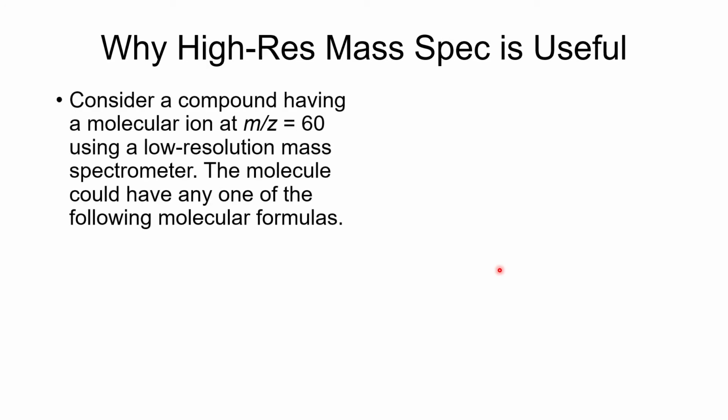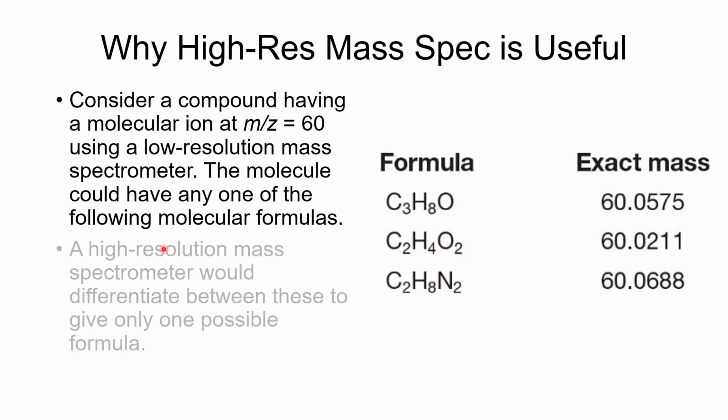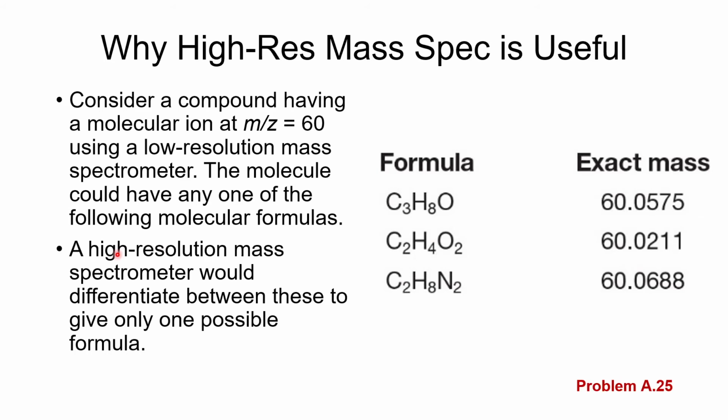Think about this. Let's say we have a compound that has a molecular ion in a low-res mass spectrometer of 60. There are several compounds that have a mass of about 60. All of these would show up at 60 on a low-res mass spectrometer. However, in a high-resolution mass spectrometer, we can differentiate between these, and we would be able to tell which one we had, or at least have a better idea of which one we had. There's a little bit of error when you're doing these, and we'll see that when we do number 25.